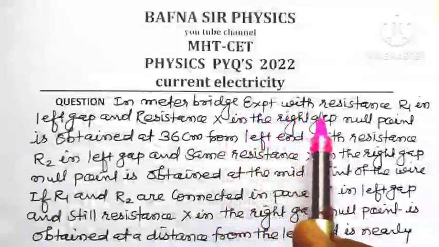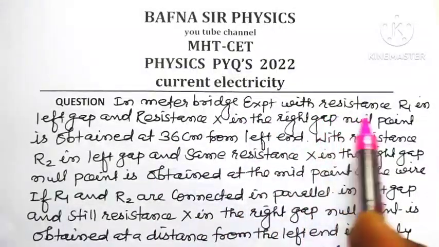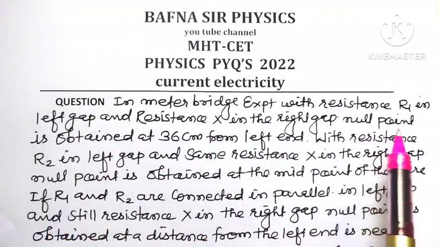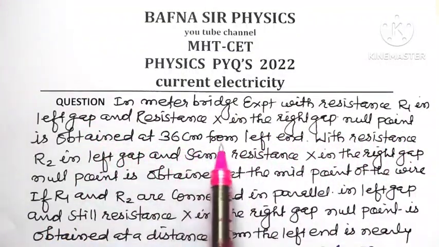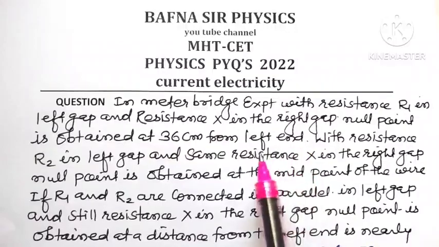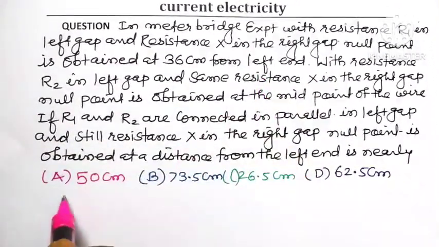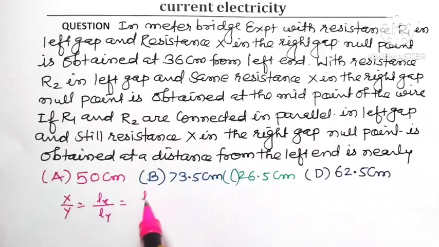In a meter bridge experiment, with resistance R1 in the left gap and resistance X in the right gap, the null point is obtained at 30 centimeter from the left end. According to the formula for the meter bridge, X upon Y is equal to Lx upon Ly, which is Lx upon 100 minus Lx.